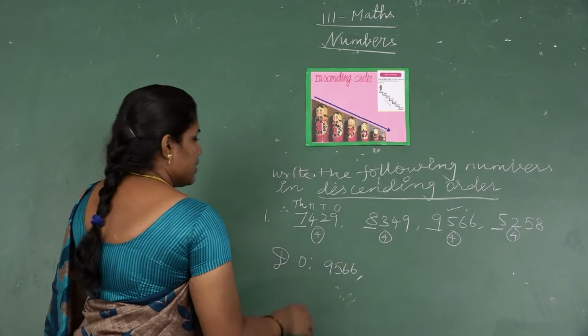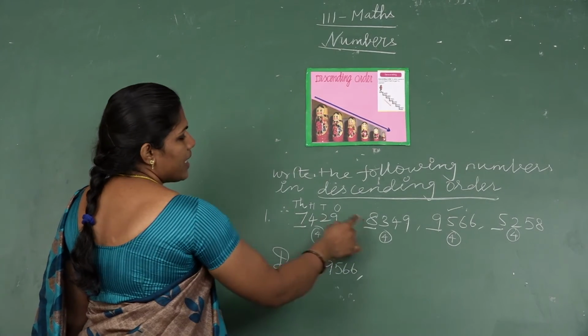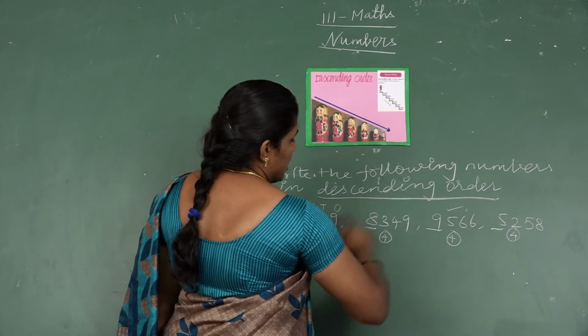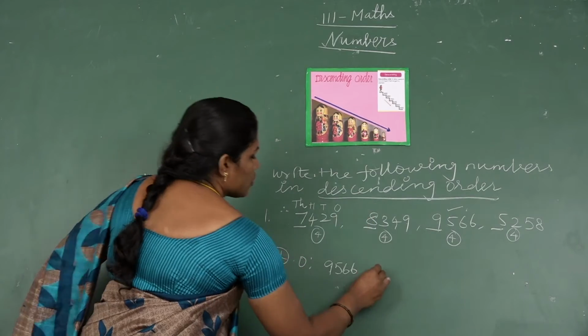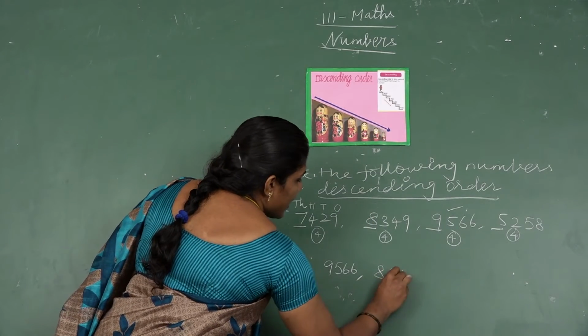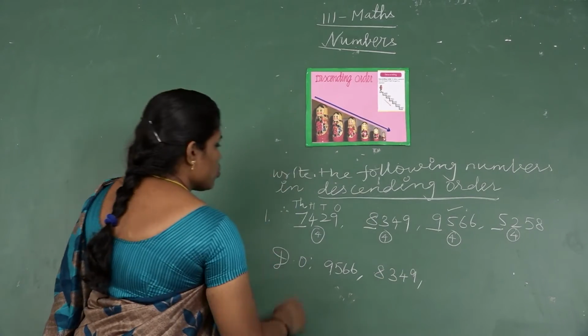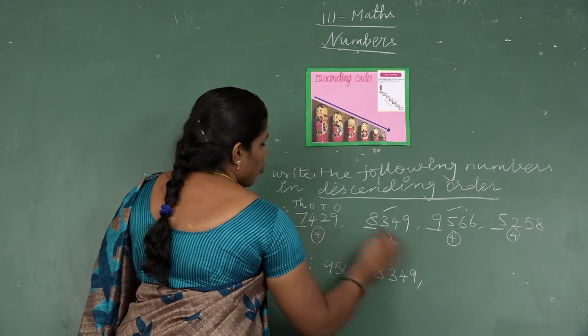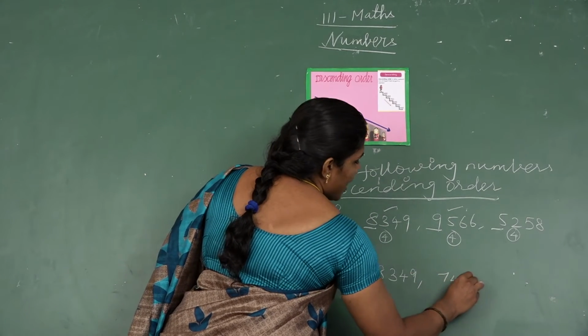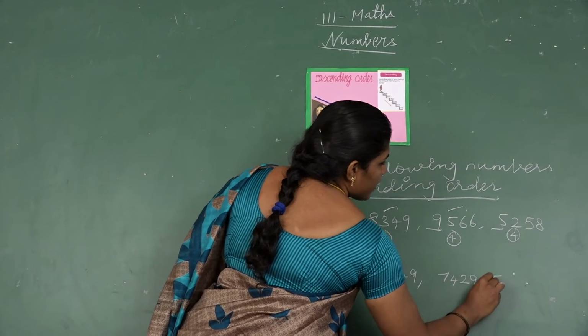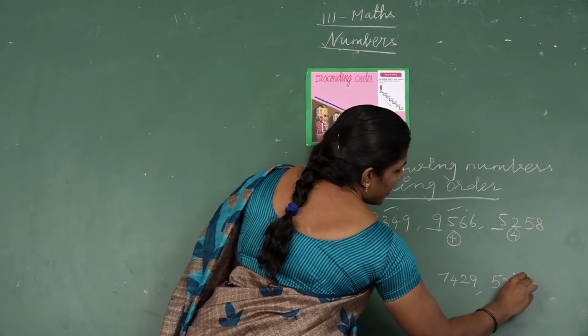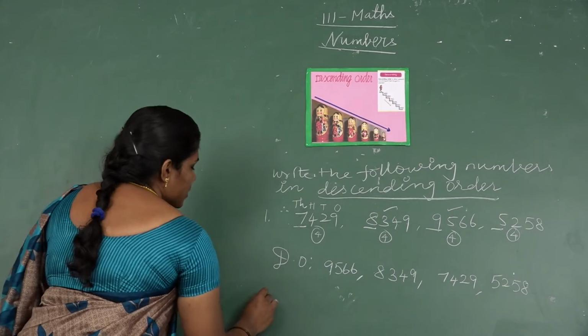9,566. See this number: 7,000, 8,000, 5,000. Which is the biggest number? 8,000. 8,349. Next one, 7,429. Next one, 5,258.